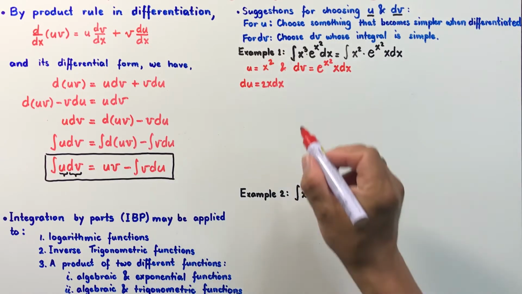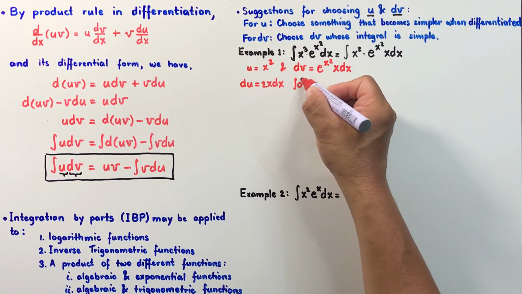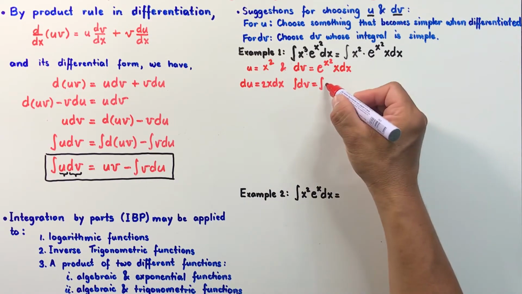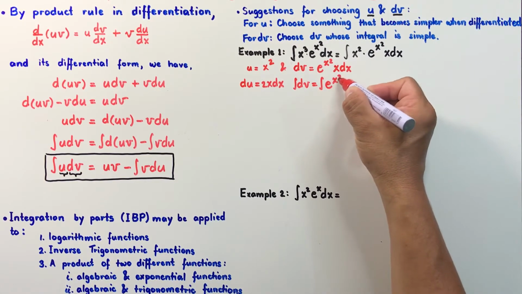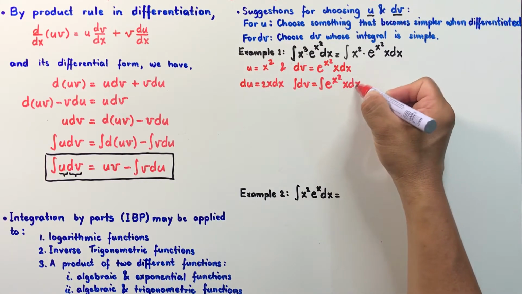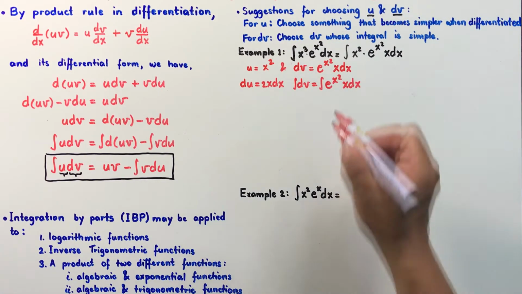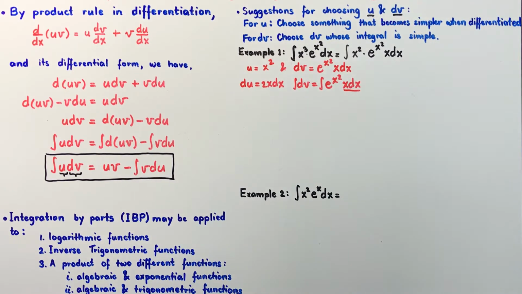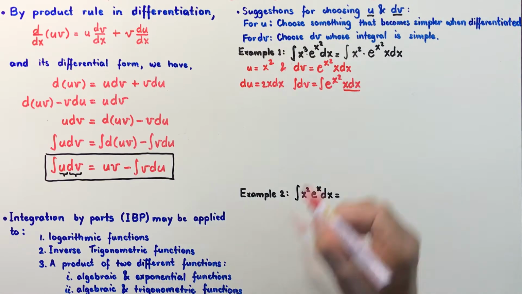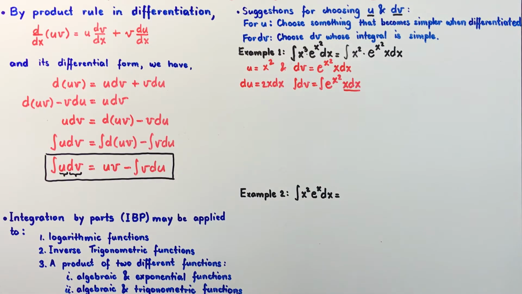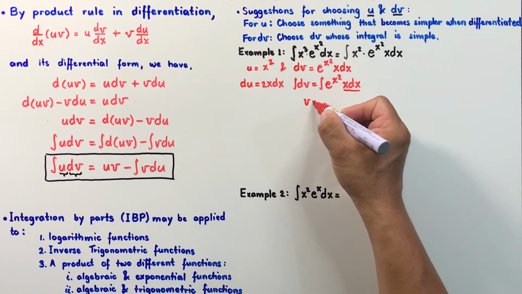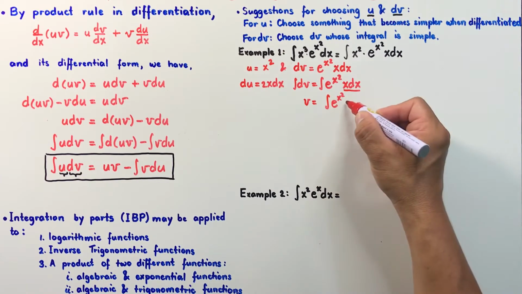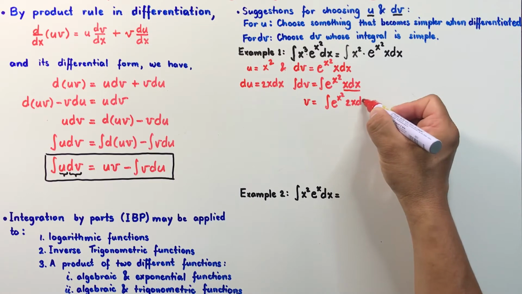And solving for your v, I need to integrate both sides of the equation. So we have the integral of dv, and at the right, the integral of e to the power x squared x dx. But you notice that the derivative of x squared is not only x dx, but it is 2x there. So I need to have a 2 in front of my x. So my v is equal to the integral of e to the power x squared 2x dx here.